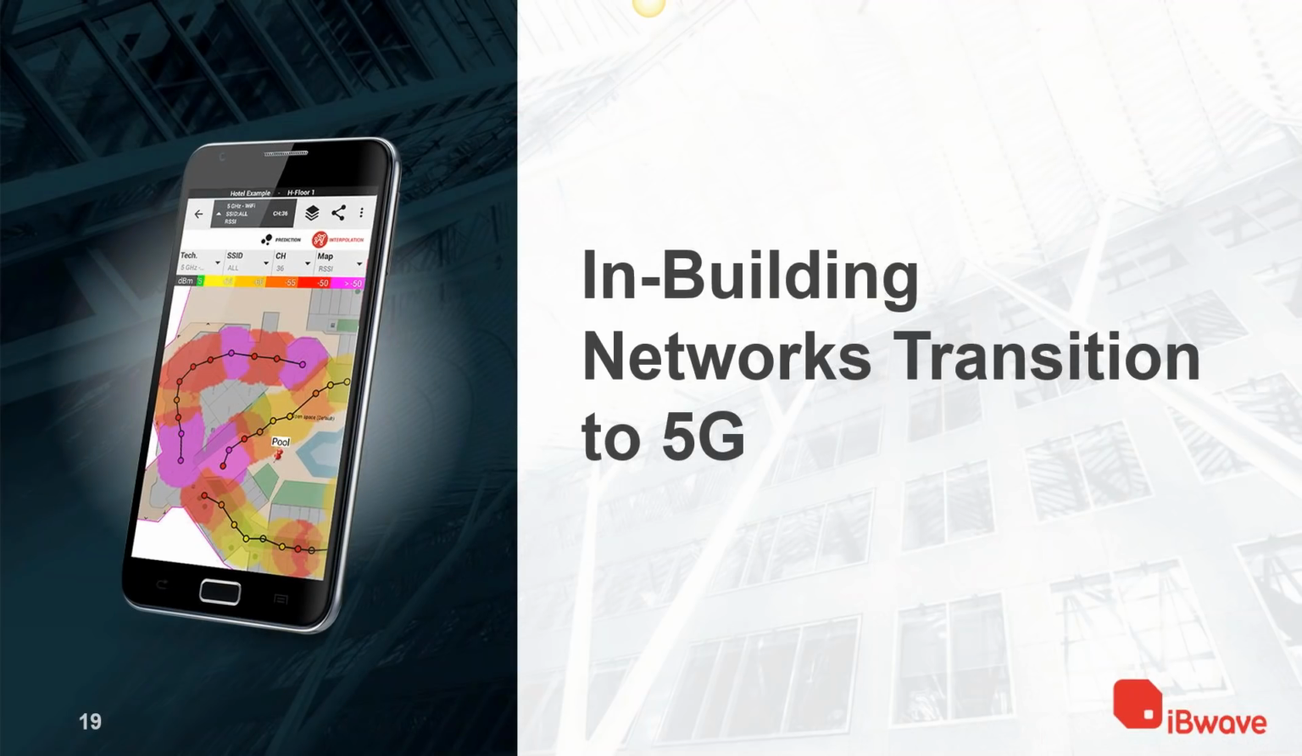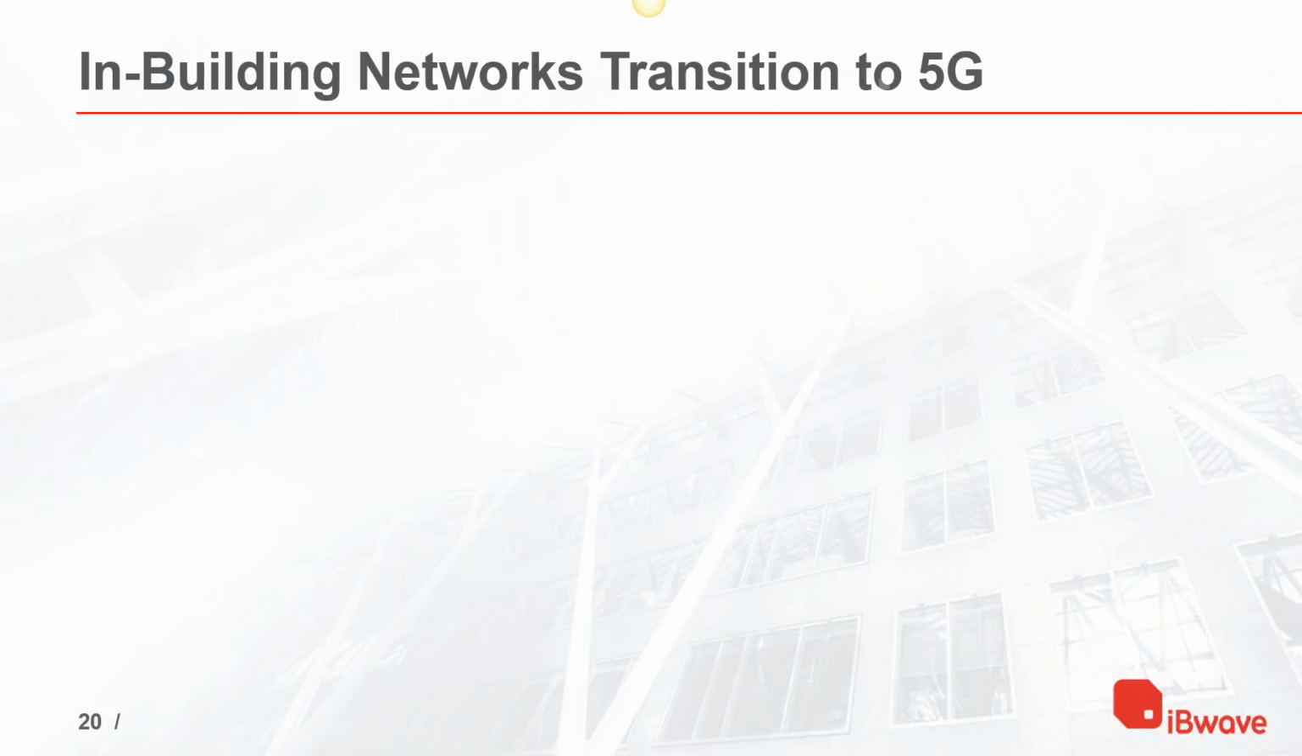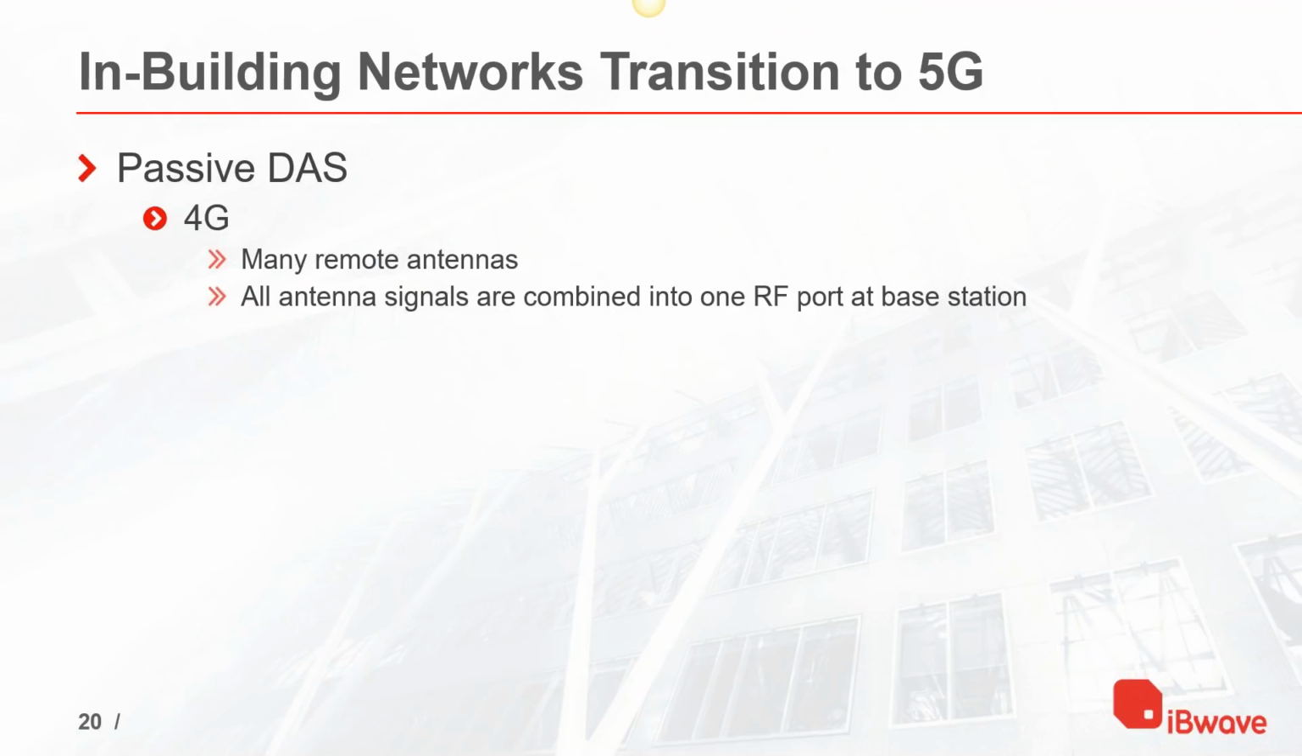So, in-building networks transition to 5G. Let's take a look at what we have today. For passive DAS, we have many remote antennas, and their RF cables are combined via combiners and splitters in a few stages until all antennas are combined into a single RF coaxial cable that terminates at the indoor base station. So what it means is that there is no direct RF path between antennas in a passive DAS and the base station. There is no dedicated RF link.